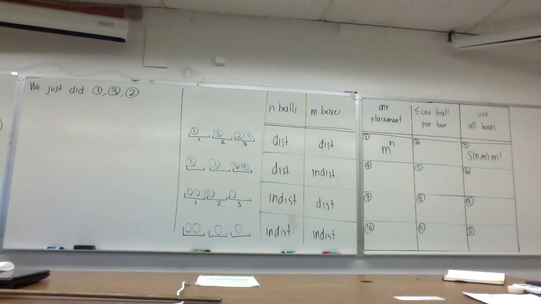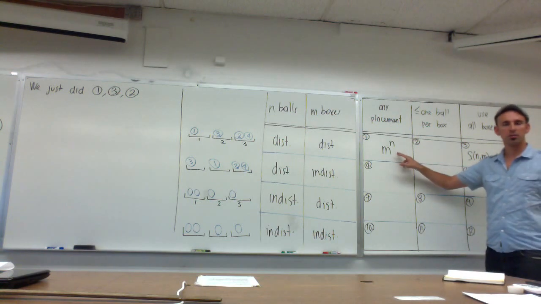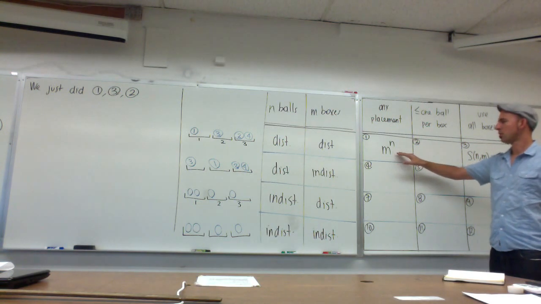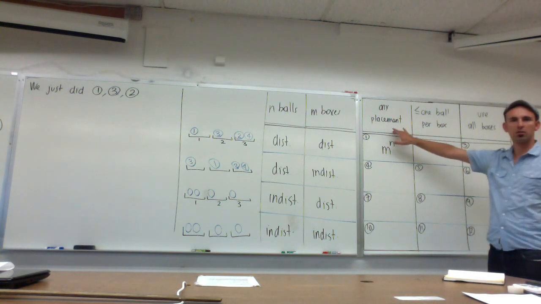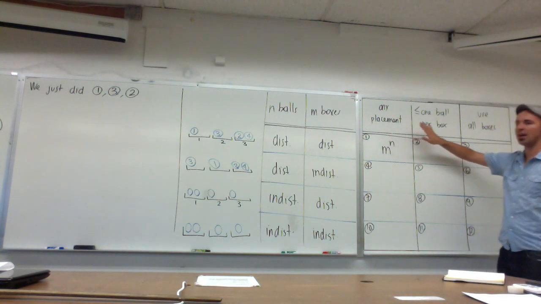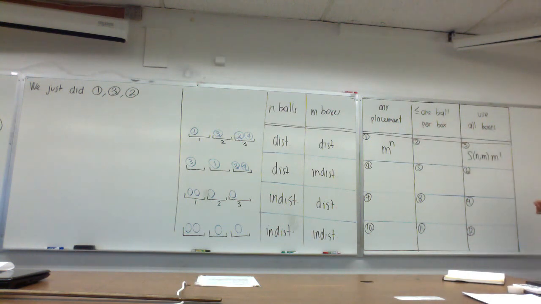Maybe a little bit in disguise. At most, 1 ball per box. For any placement, are we also using all boxes? Here you might miss some boxes. When I said, if I just put any ball at random into some box, then I might miss some boxes. And so that's why I have any placement and I have no guarantee that I achieve this or this.